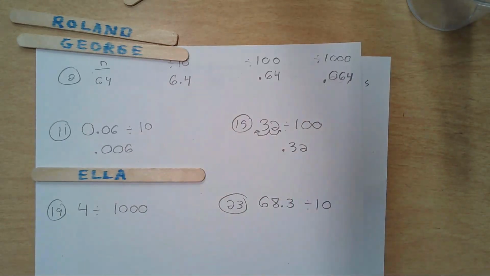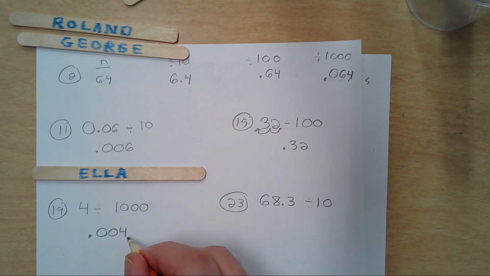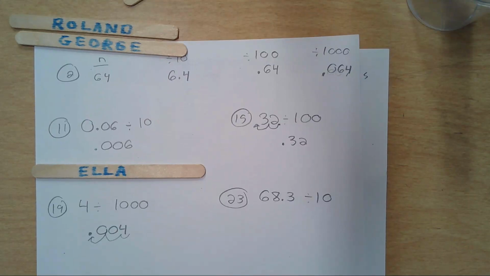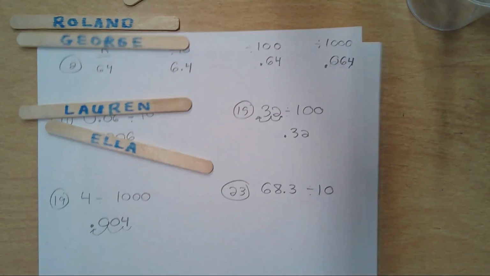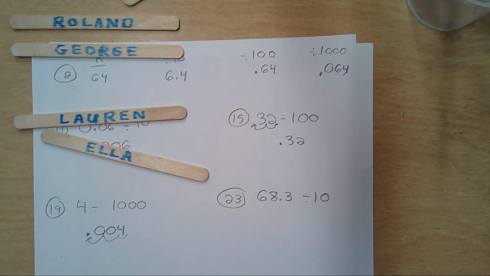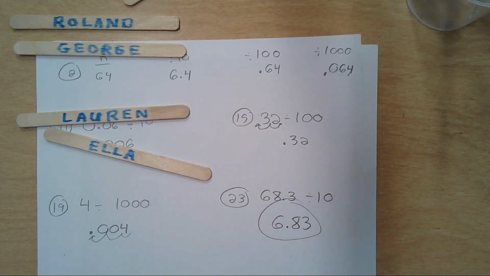19, Ella. Yep, 4 thousandths, right. So again, it's up to us. There it was, 1, 2, 3. That's where my decimal should be. Moved it 3 spots to the left, 4 thousandths. Lauren, 23. 683? That would be multiplying times 10. Oh, then 683 hundredths. Right. Dividing by 10 there.